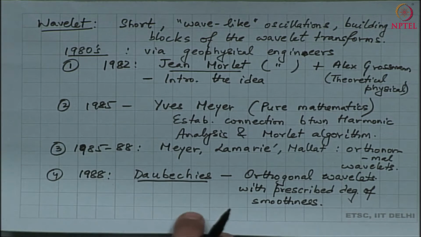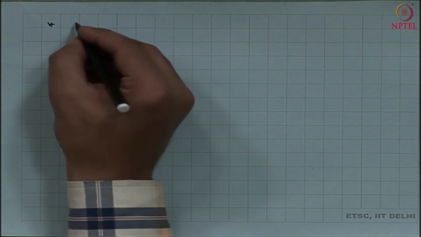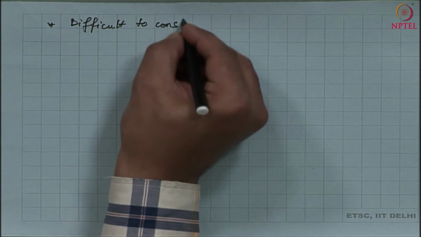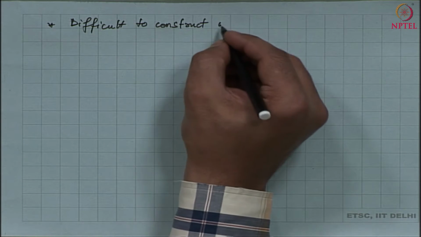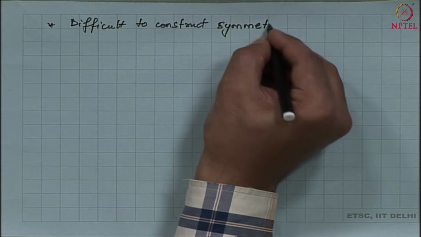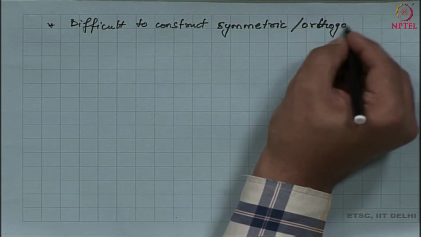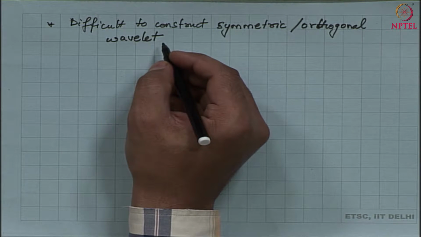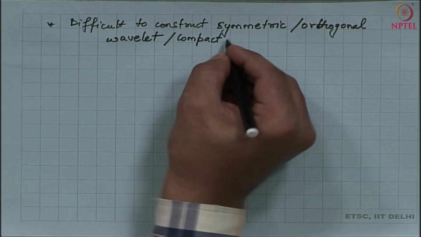So, symmetric, some work was done in the early 90s in that area. It was seen that it is difficult to construct symmetric orthogonal compactly supported wavelets.